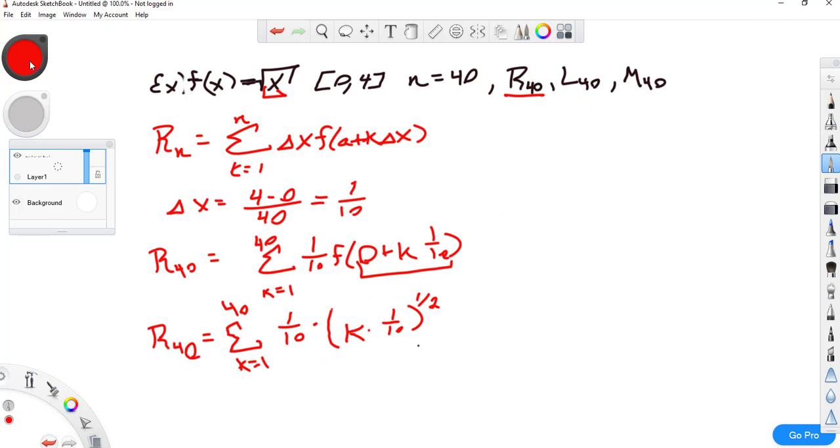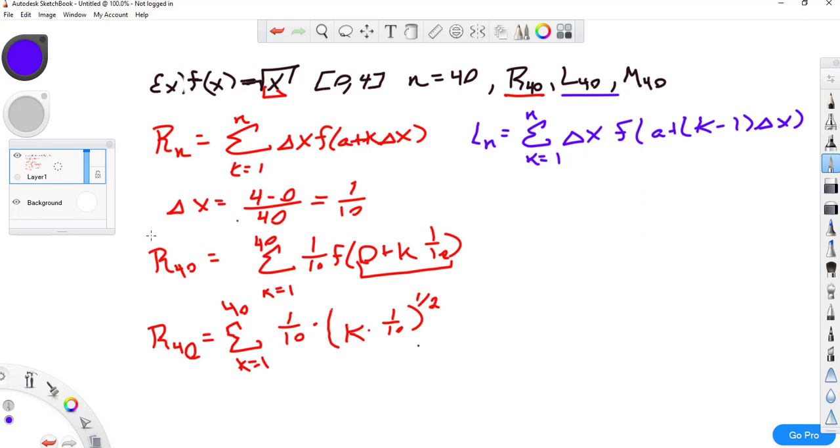Let's see what L40 would do. So let's do that in a different color. Let's do that in blue. So remember that the formula for L sub n is going to be the sum from k equals 1 to n, delta x times f of a plus, now instead of starting at k, remember we're going to start at k minus 1 times delta x. So our change in x hasn't changed, so that's still going to be 1/10, and our a hasn't changed either.